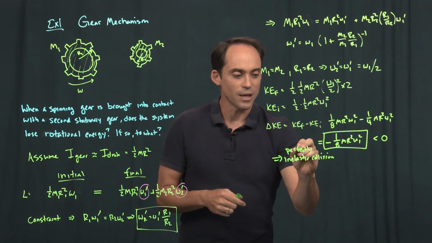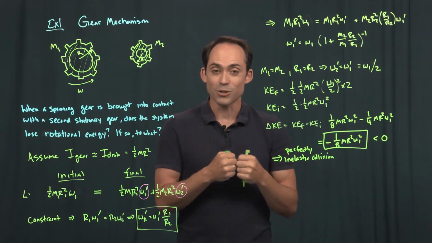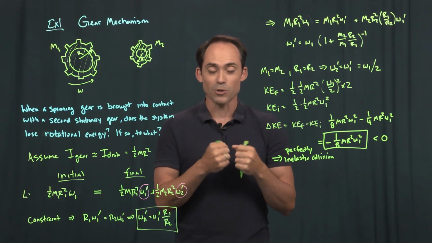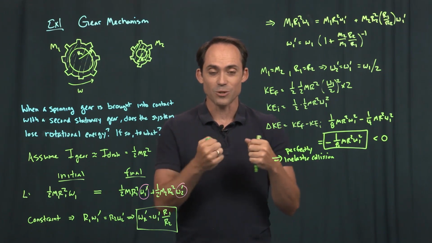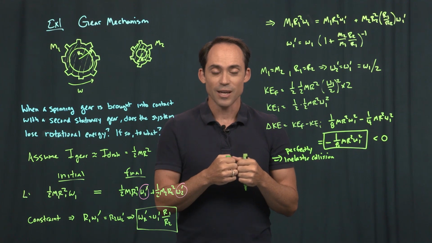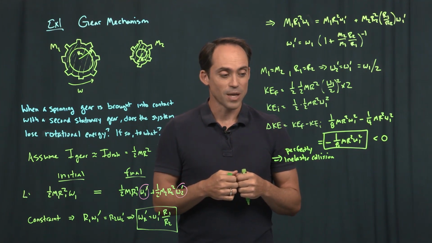And of course, it is that because when these two gears come together, their rotation rates stick together, right? They're rotating at the same rate. So we've lost energy in order to get these to sync up in the same rotation rates, and this is the maximum amount of energy you can lose for this perfectly inelastic case.